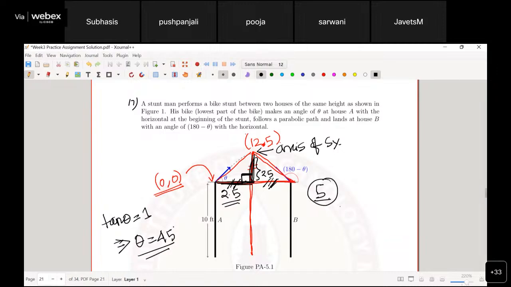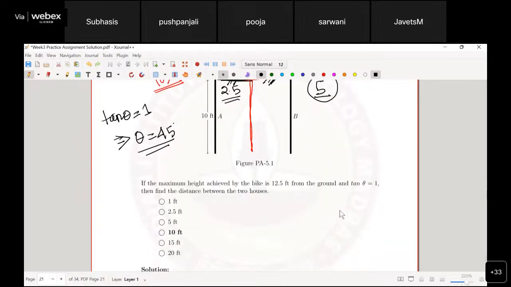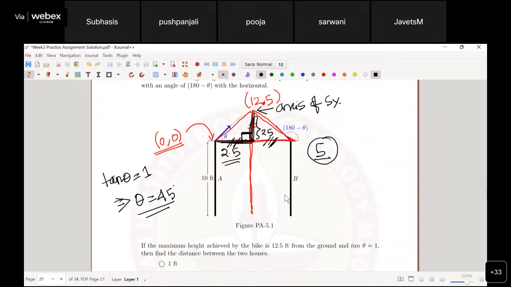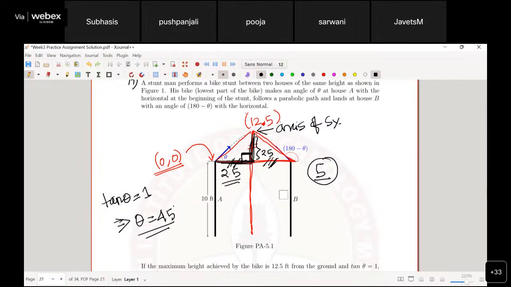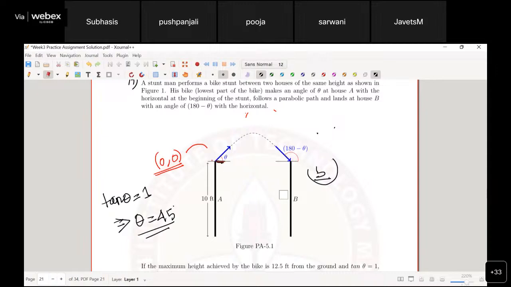Yeah, it's given that the maximum height achieved by the bike is 12.5, right? Yes, sir. So that means the maximum height is some number, so this point is some a comma 12.5.